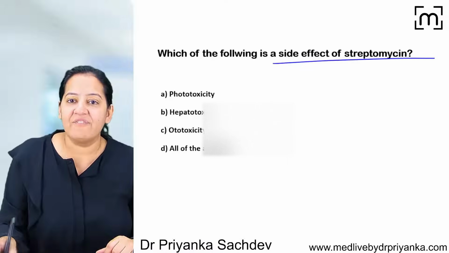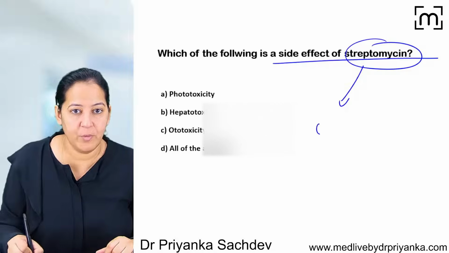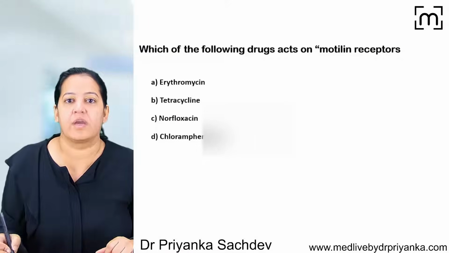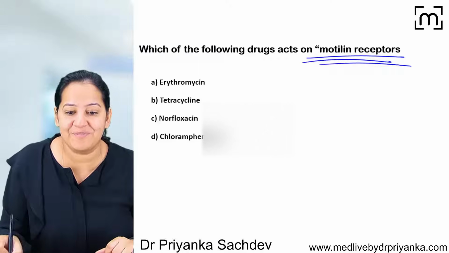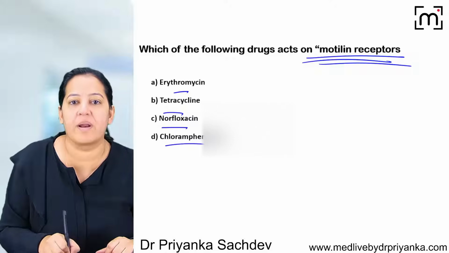Which of the following is the side effect of streptomycin? Streptomycin is again an aminoglycoside. What is the mnemonic? On HT. Okay, it's a repeat question, I guess. Which of the following acts on the motilin receptors? Is it erythromycin, tetracycline, norflox, or chloramphenicol?